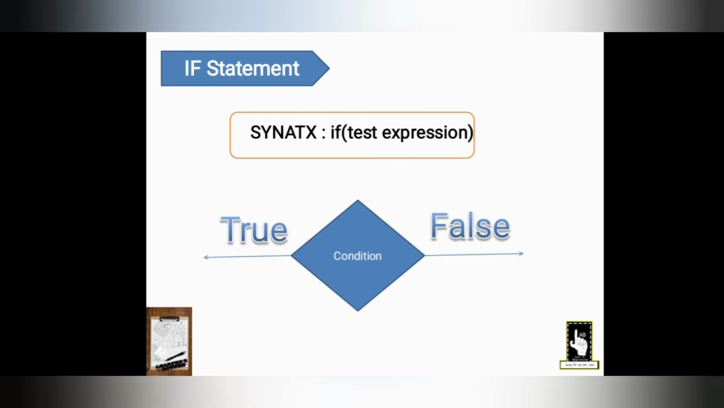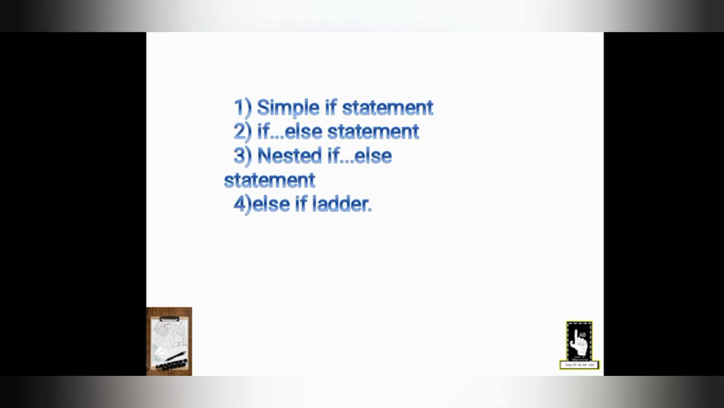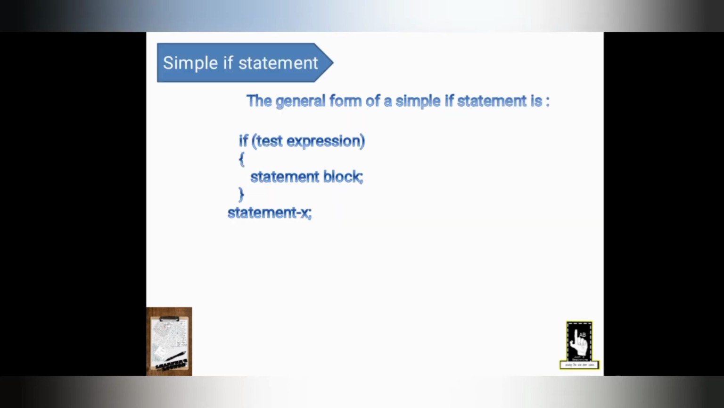The if statement may be implemented in different forms depending on the complexity of the conditions to be tested. The different forms are the simple if statement, if else statement, nested if else statement, and else if ladder. The simple if statement: the general form is if, you give some test expression, there will be a block of code and then some other block of code. The statement block may be a single statement or a group of statements. This will be executed only when the test expression is true, or when the test expression is false, then the control will go to statement X.